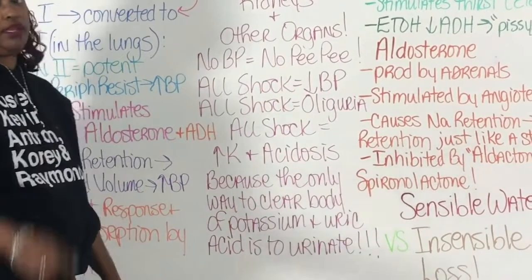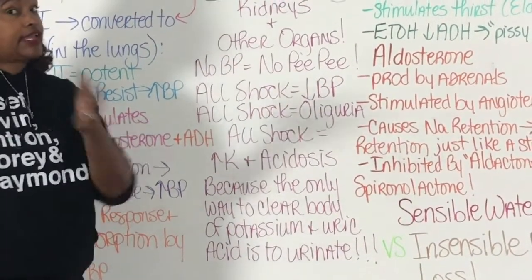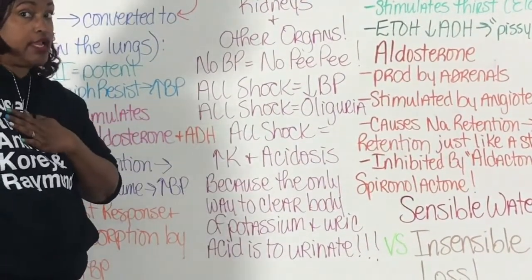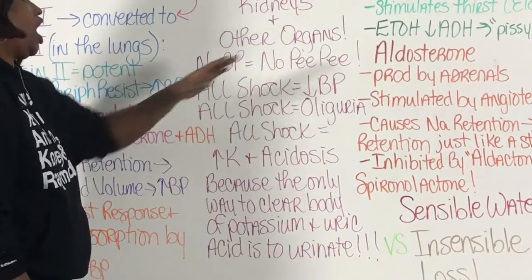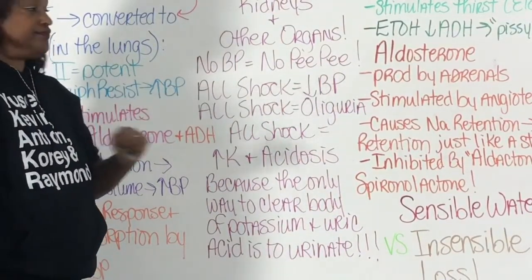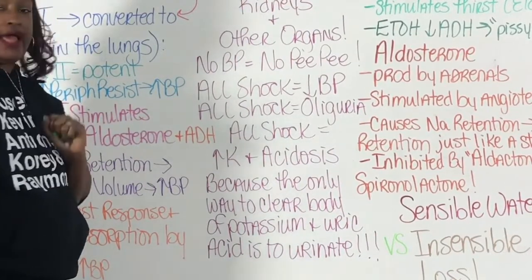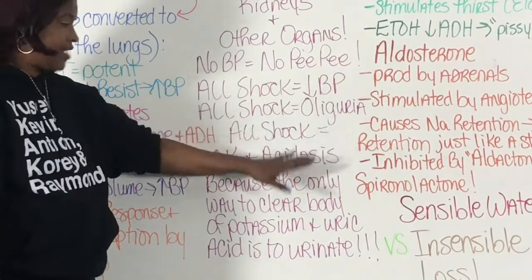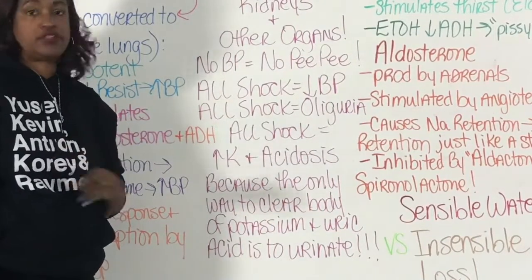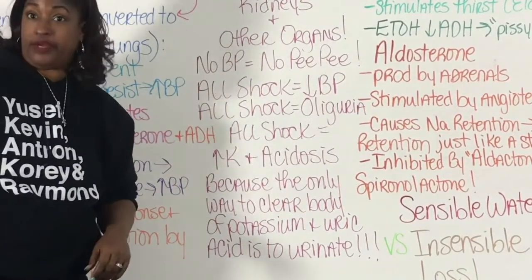That's real big. Because if I get a select all that apply on shock, I'm going to remember low blood pressure, oliguria, hyperkalemia, and acidosis. Metabolic, of course, because I haven't said anything about anybody breathing.